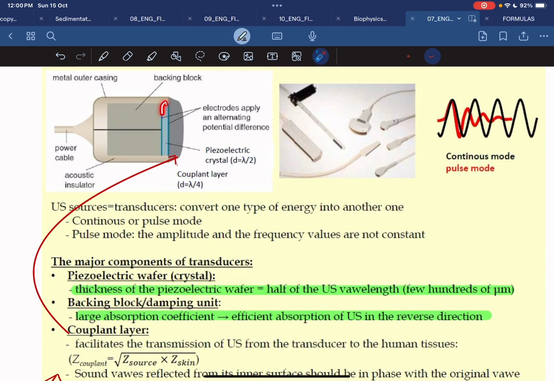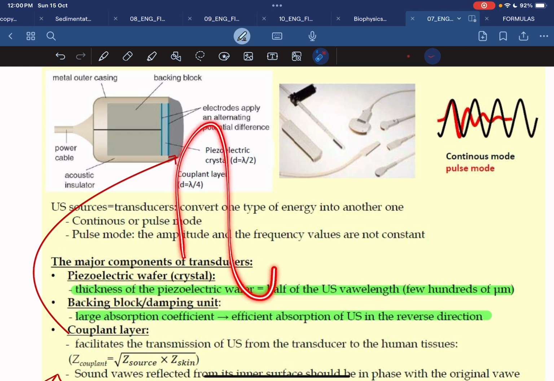First, we have our piezoelectric material. Of course, we need to have a piezoelectric material, which produces the ultrasound and also detects the ultrasound. Now, important, the thickness of the piezoelectric material should be half of the ultrasound wavelength.